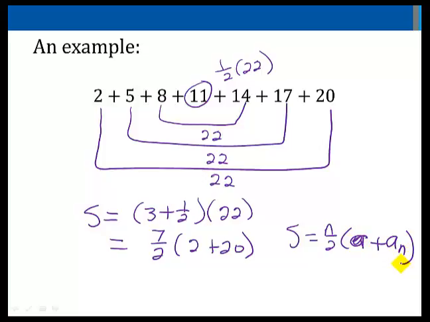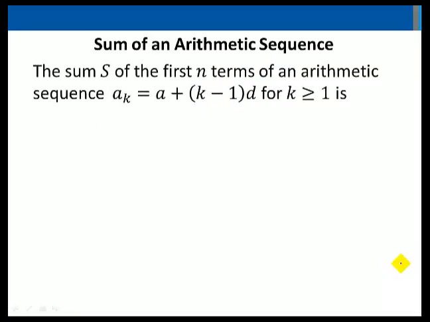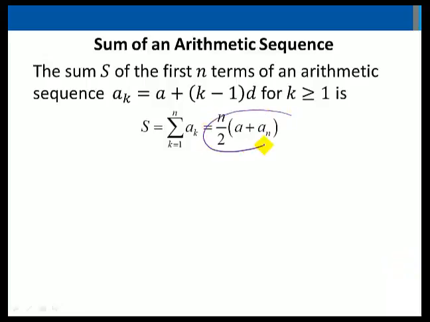Okay, so the suspicion is correct. The sum of an arithmetic sequence is equal to n over 2 times a plus a sub n.